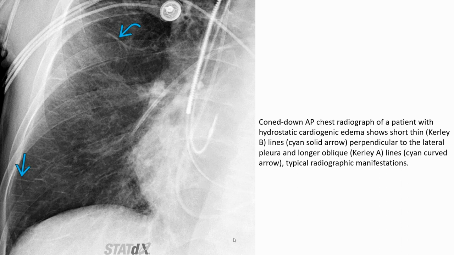So this is the first case, chest radiograph with hydrostatic cardiogenic edema. So we see clearly short Kerley B lines perpendicular to the lateral pleura and long oblique lines, typical radiographic manifestation of hydrostatic cardiogenic edema.